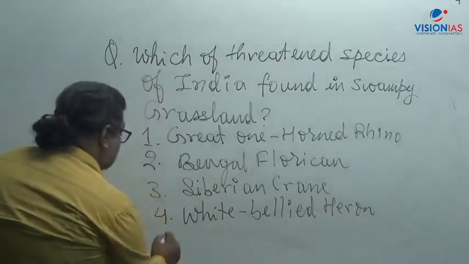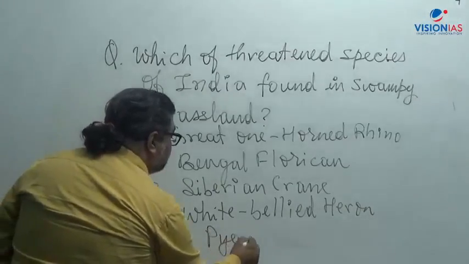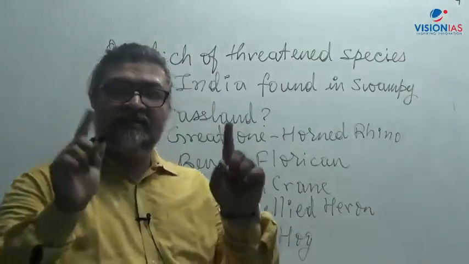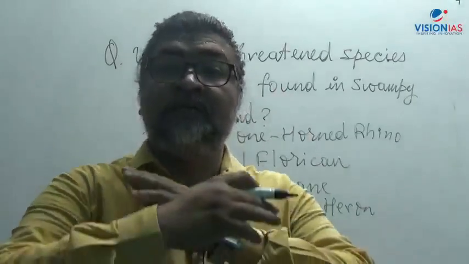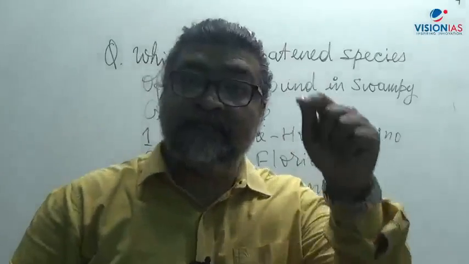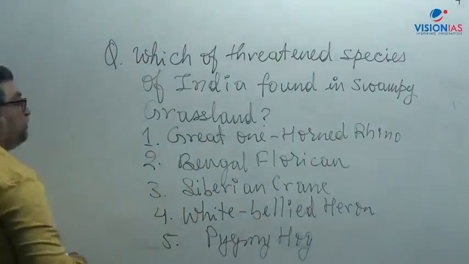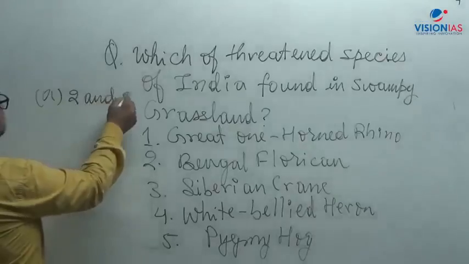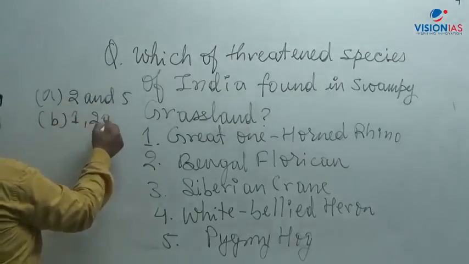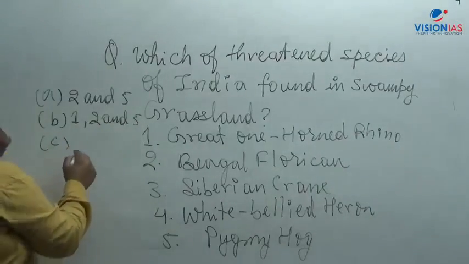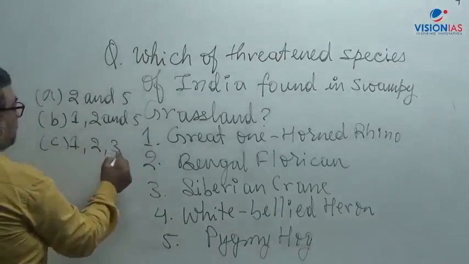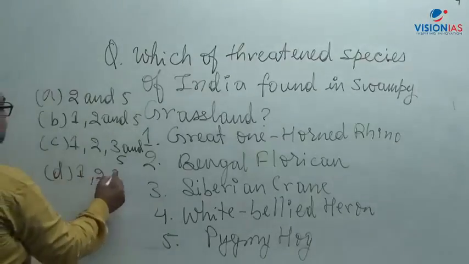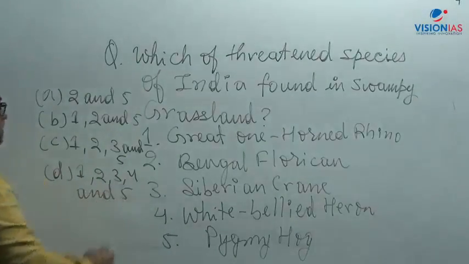This is the way UPSC question setter can ask you in any manner. It can be any type. There can be hundreds of ways to set a question. I can set on critically endangered or threatened species, different ways I can ask you a question. Let's say I have given 5 choices here, right? And I am giving the options here: 2 and 5, 1, 2 and 5, 1, 2, 3 and 5, and the last option, 1, 2, 3, 4 and 5. What will be the answer here?